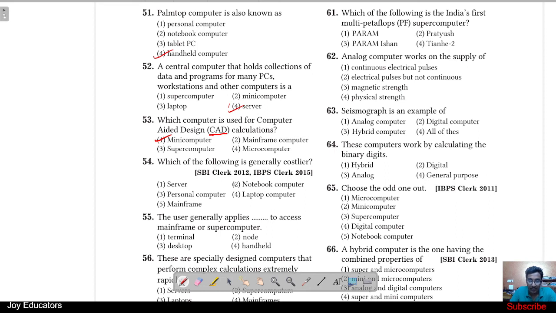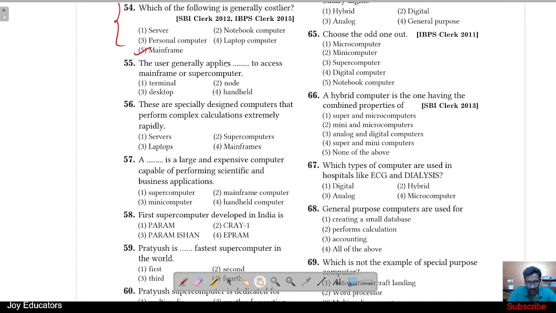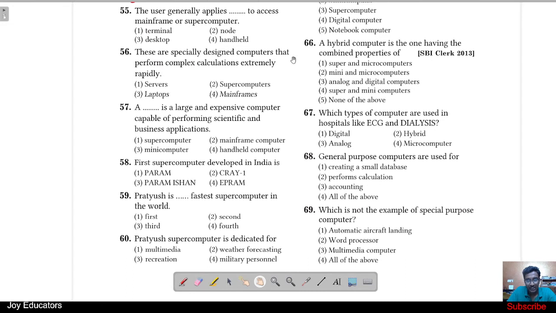Which of the following is considered costly? Supercomputer. Okay. So we don't have supercomputer here. So second costly is mainframe computer. Okay, mainframe computer and supercomputer are almost same, but we don't use supercomputers all the time. The user generally applies to dash access supercomputers. Node. Okay, no need to understand this. This is supercomputer, and dash is a large and expensive computer.